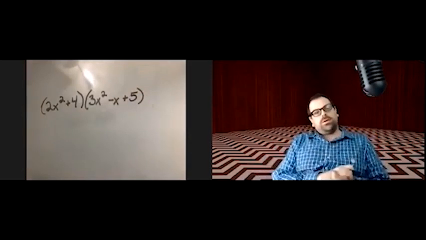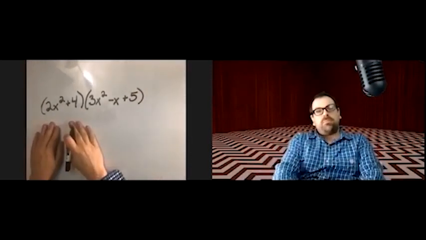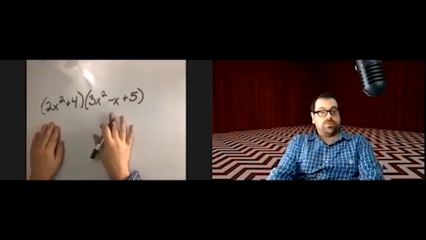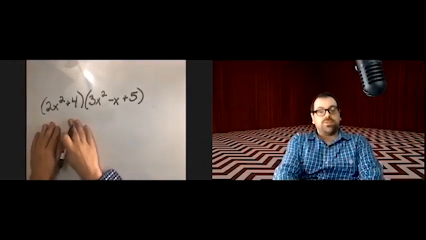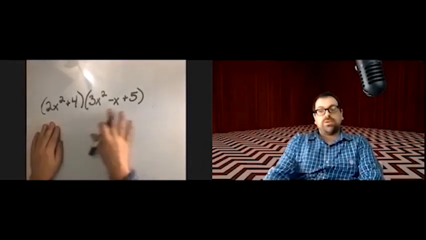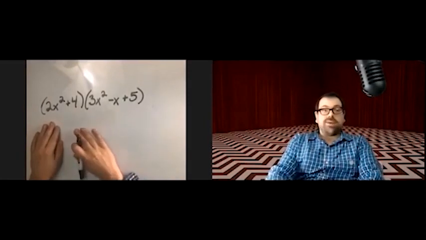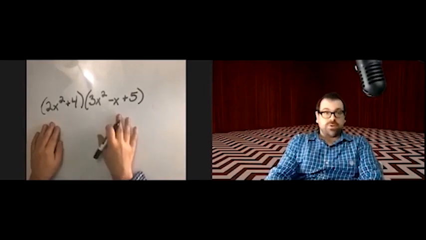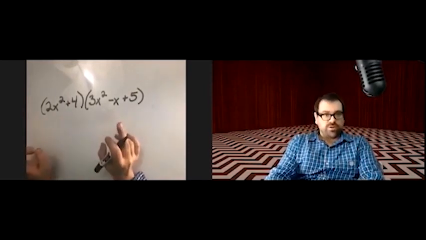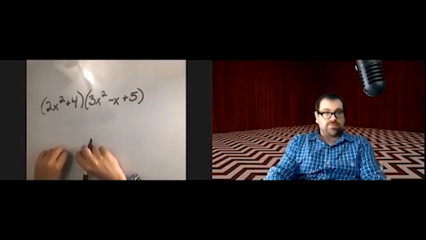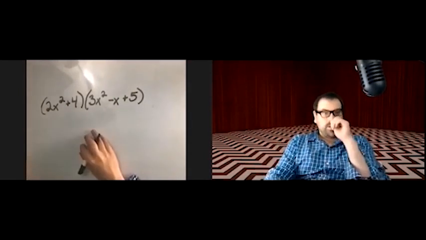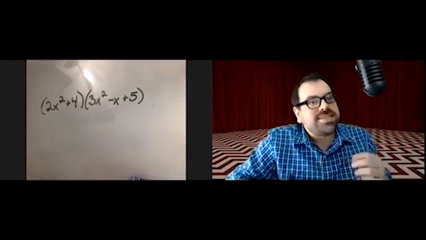Okay, here we have a binomial times a trinomial: 2x squared plus 4 times 3x squared minus x plus 5. It's not binomial times binomial anymore. So we can't just FOIL. We can't do first, outer, inner, last. But we know what that process means.